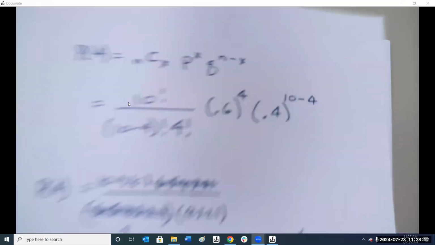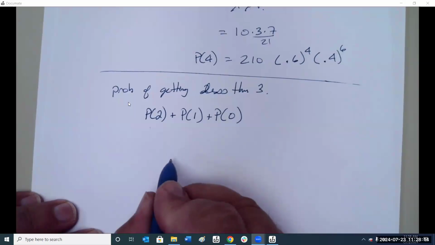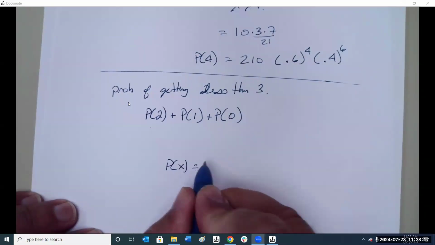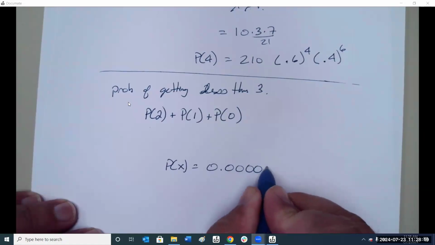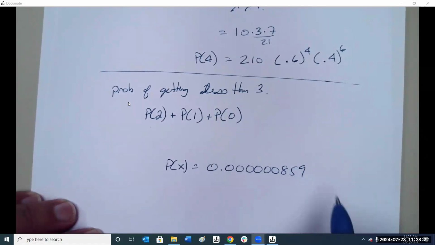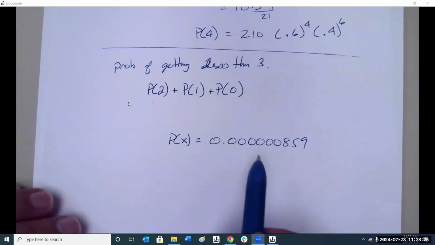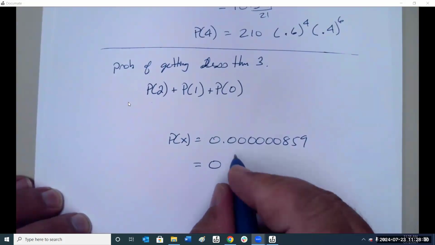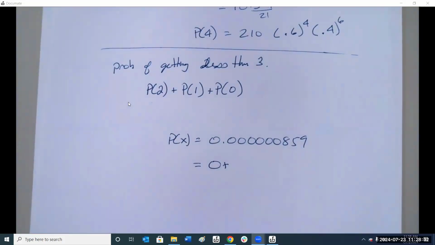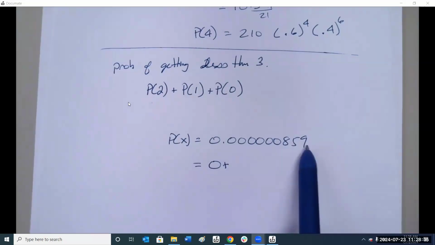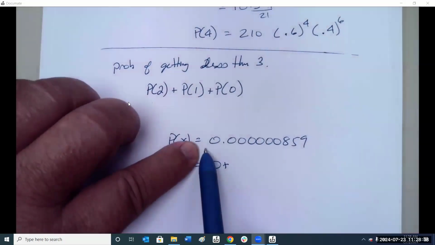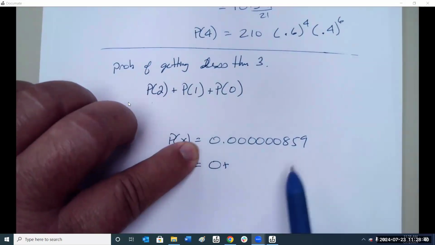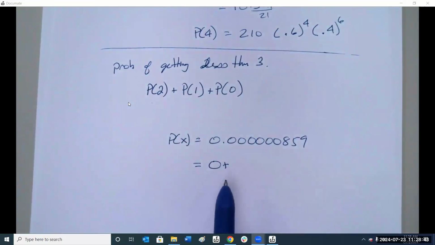Oh, also remember, if your probability is something like 0.000000859, since we have a lot of point zeros there, your answer is going to be 0 positive. Because that number is a positive number. It's not negative. It's 0.00. But since it's so small, it's very close to 0. So the way you'd answer it online would be 0 with a plus sign behind it.